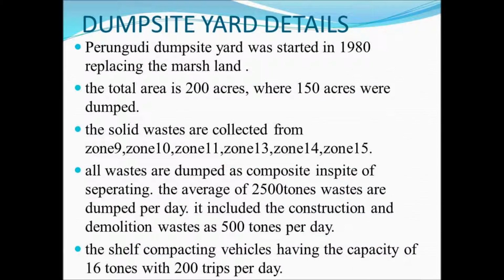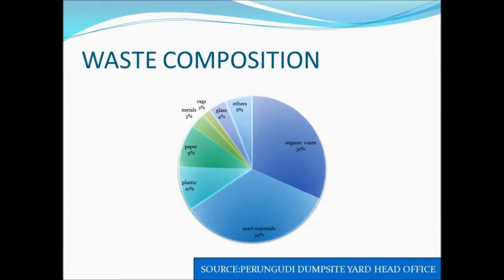This is the dump site area detail. The Perungudi dump site was started in 1980. The total area is 200 acres, of which 150 acres were dumped, covering Zones 9, 10, 11, 13, 14 and 15. 2,500 tons per day of waste are collected. This is the waste composition, such as plastics, paper and organic waste.